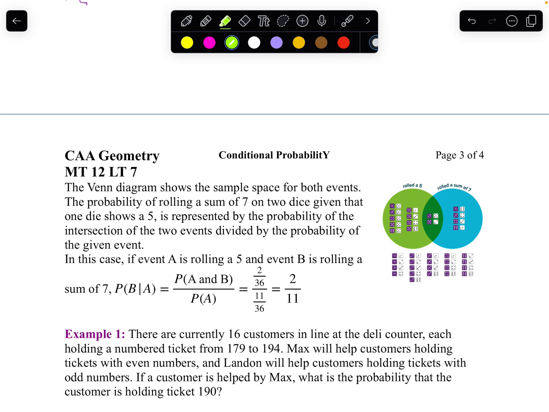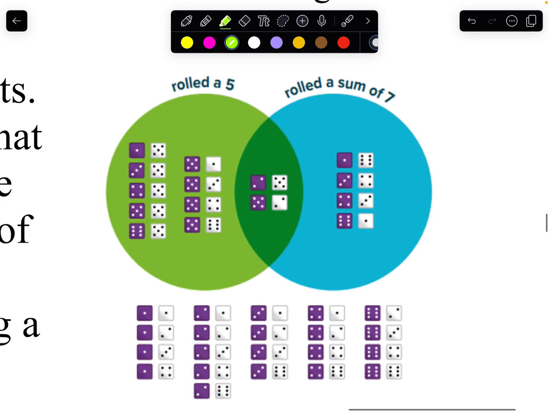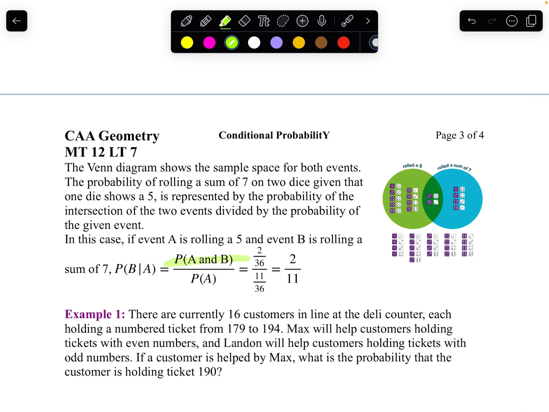So if we take a look at this problem, I want to find the probability of a 7 given that it's 5. So what I do is I look at one of the dice being a 5 and getting a sum of 7. Notice there's 2 of those. Blow that up here. And we can say you get 2 and 5 and 5 and 2. But there's only 11 possibilities, so I'd say 2 divided by 11. Because the probability of A was 11 out of 36.